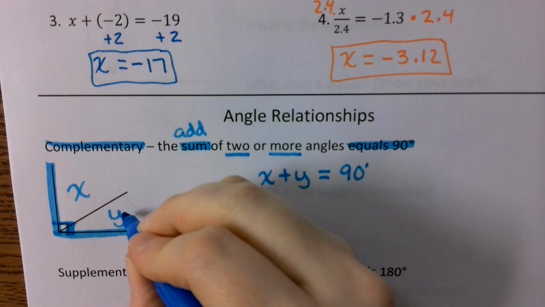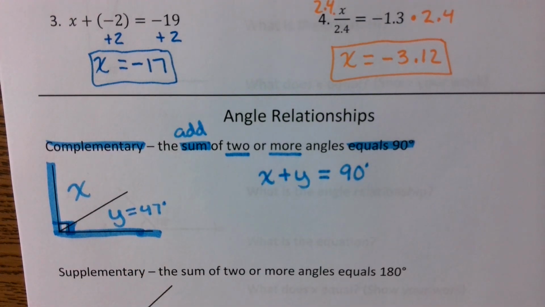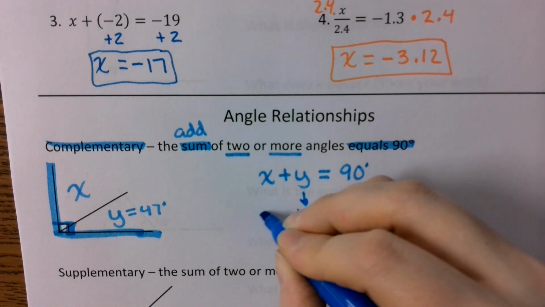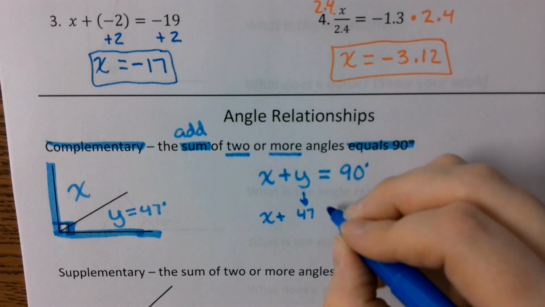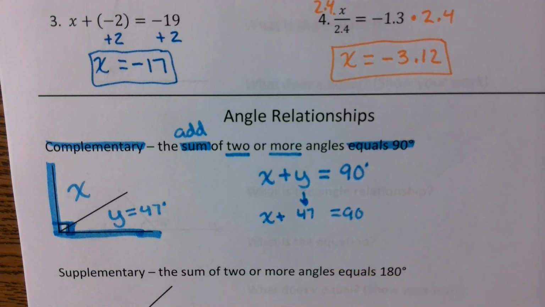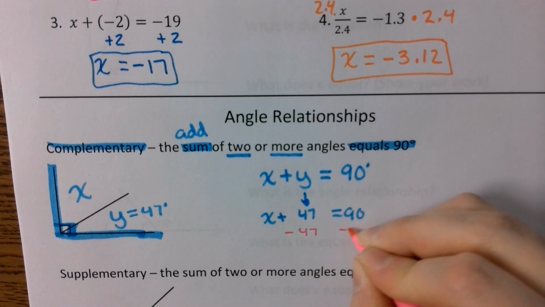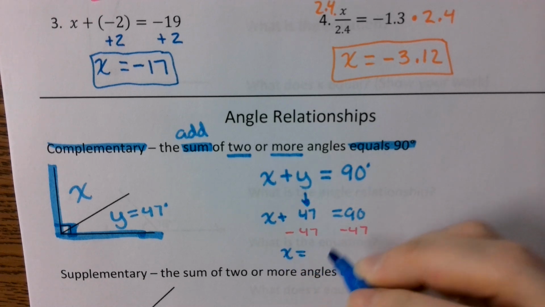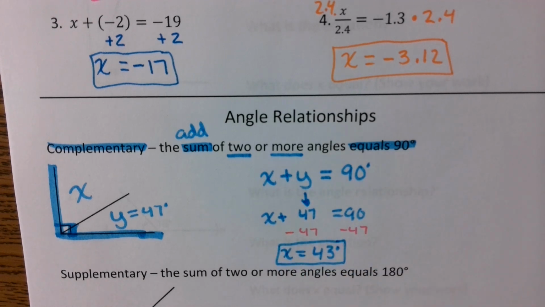Now, let's say that y was equal to 47 degrees. If y was equal to 47 degrees, then I could replace that value of y with a 47, and then I could just go ahead and solve. I could say x plus 47 is equal to 90. And then in order for me to solve for x, all I would have to do is subtract 47, like we did in our warm-up, and we would get that x is going to be equal to 43 degrees. So you can use angle relationships to be able to solve for missing values.